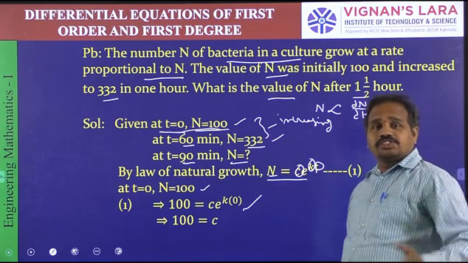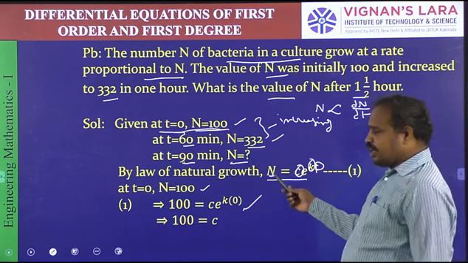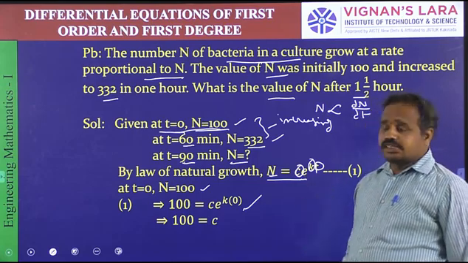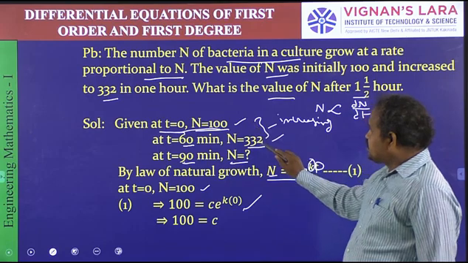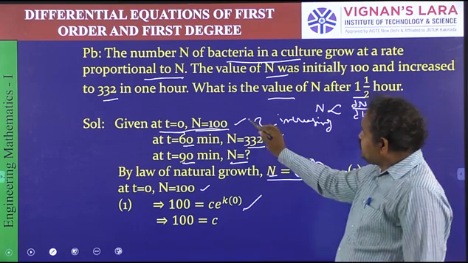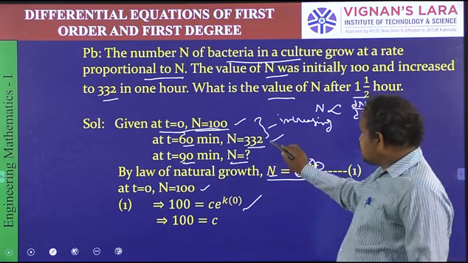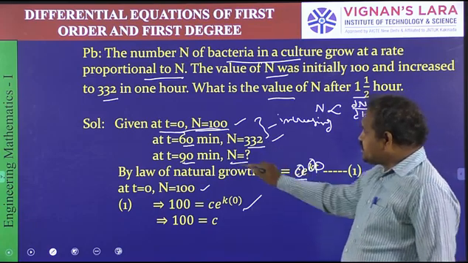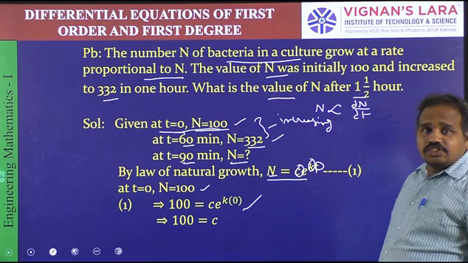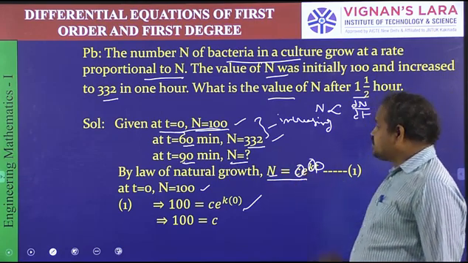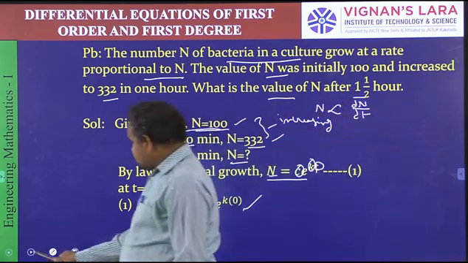If you know these two constant values, you can calculate the quantity at any time. Two unknowns means we want two conditions: the first condition and the second condition. By using the first condition, I calculated the value of c. Now I will use the second condition for the value of k. What is the second condition? At t is equal to 60 minutes, the N value is 332. Again substitute in equation number 1.